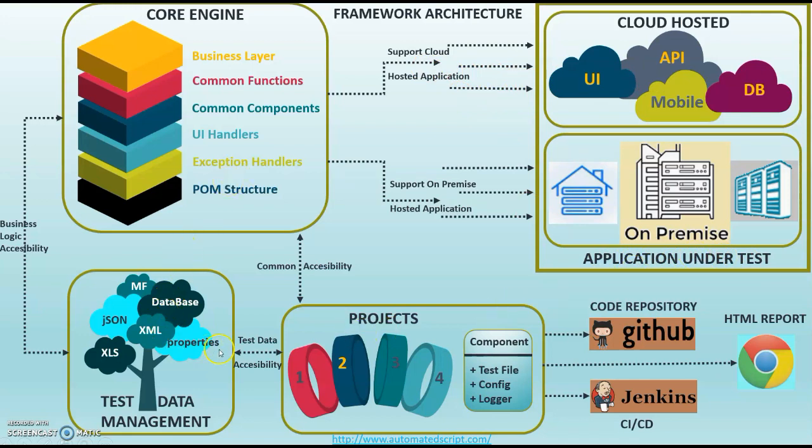Also, if you can see in this diagram, we have the code repository. Currently I mentioned GitHub; there are different code repositories which you can mention. Then we have CI/CD, that is continuous integration and continuous deployment. That is your Jenkins. I mentioned Jenkins, you can use any other tool. And finally, after execution, you will get your HTML report. So this is the whole architecture. I'll explain this in detail now.